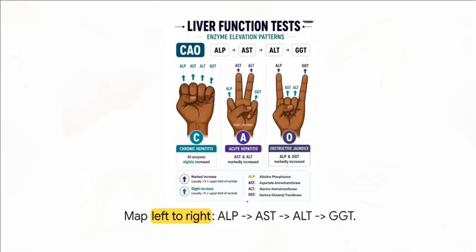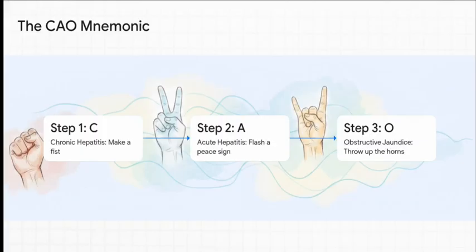Okay, the setup here is incredibly simple, and I want you to physically follow along with me right now. Seriously, do it. Hold up your right hand, palm facing out towards you. Now imagine mapping our 4 enzymes from your pointer finger all the way across to your pinky finger. Moving from left to right, your index finger is ALP, your middle finger is AST, your ring finger is ALT, and your pinky finger is GGT. ALP, AST, ALT, GGT. Take a second and lock that left to right order right into your mind. Got it? Perfect. With that mapping in place, here is the overarching CAO acronym.